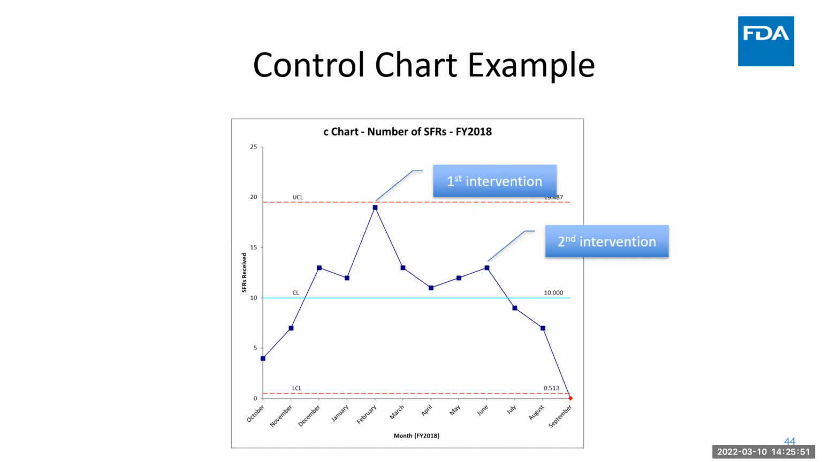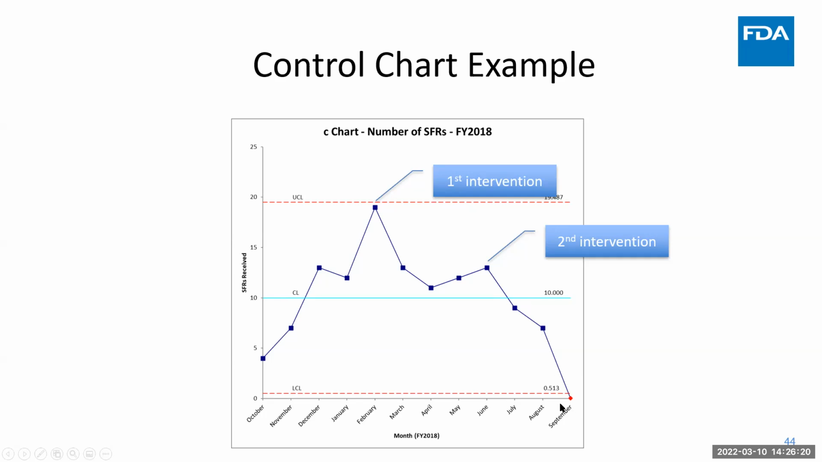So we did the second intervention in conjunction with the Pareto chart that you saw. We identified some training deficits that needed to be addressed. And we looked at both of the interventions. We figured out where we needed to retrain people. We implemented new training as that second intervention in June. And using these two tools in conjunction, we were able to eliminate SFRs completely by the end of the fiscal year.